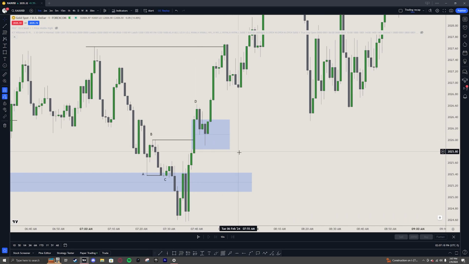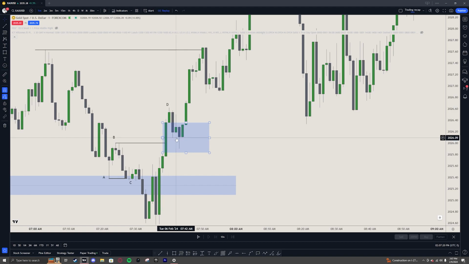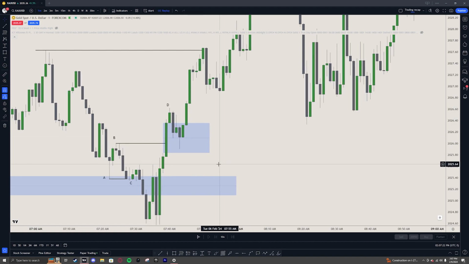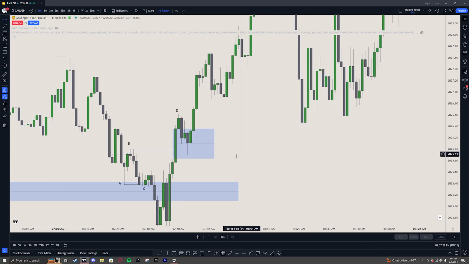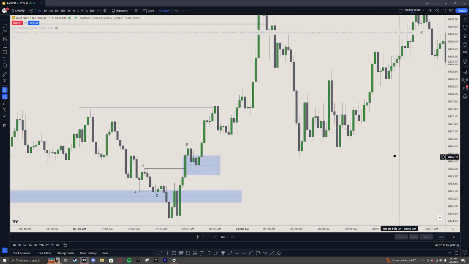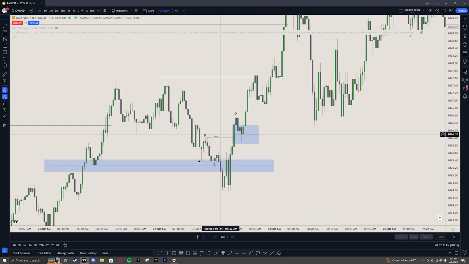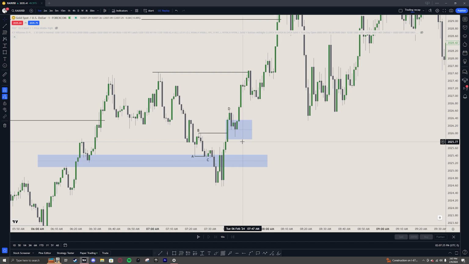And see how we're respecting the consequent encroachment of this fair value gap? By that I mean the half point. Look at the half threshold. Do the bodies ever close below? No, they don't. Meaning we're about to get a huge delivery higher. Okay. This is how you implement breakers into your trading.